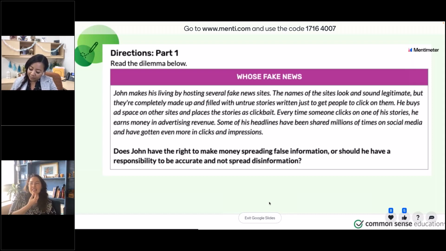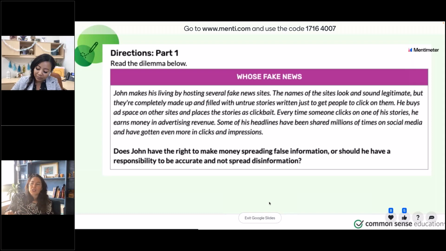And so I put in this lesson here about clickbait, and the dilemma that's associated with it is this one. It says, John makes his living by hosting several fake news sites. The names of the sites look and sound legitimate, like abcnews.com. And they're completely made up and filled with untrue stories written just to get people to click on them. He buys ad space on other sites and places the stories as clickbait. Every time someone clicks on his stories, he earns money. And some of his headlines have been shared millions of times on social media and have gotten even more clicks and impressions.